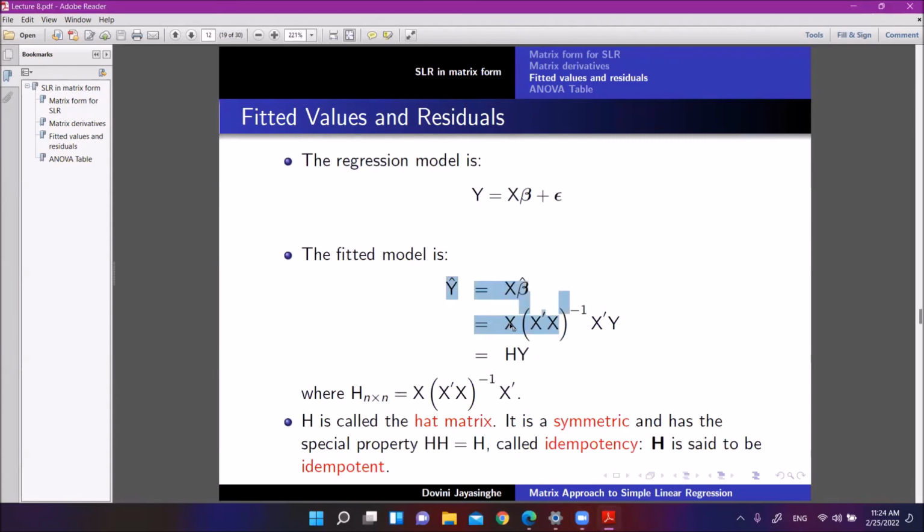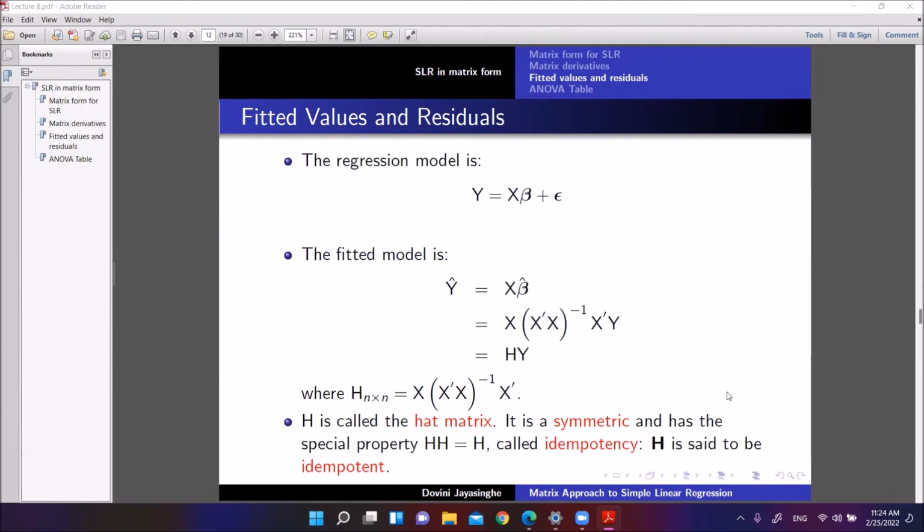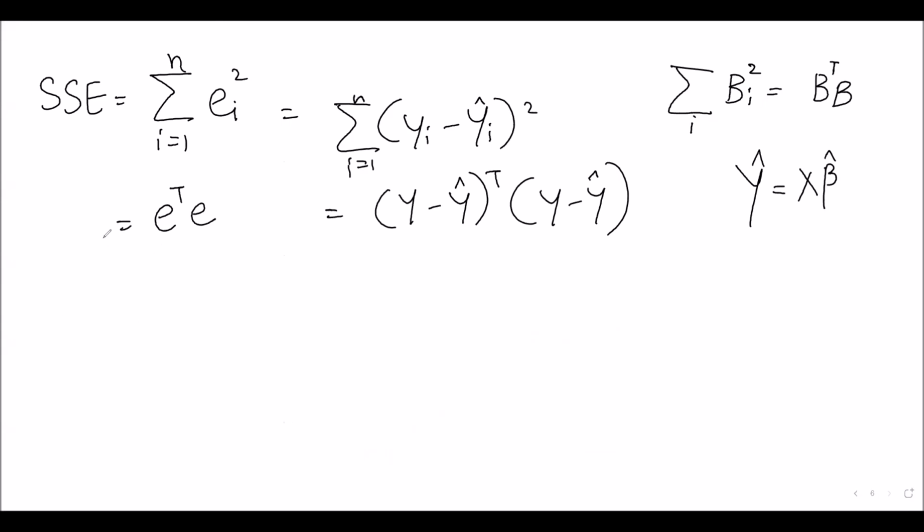Because this is very easy, right? If y is equal to this one, y hat is this one in matrix notation, the fitted model. Y hat is X beta hat. So you can either go in this way or this way, it doesn't matter.